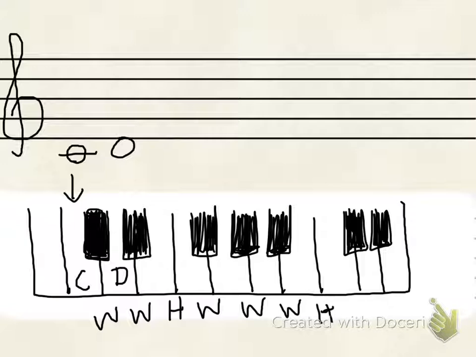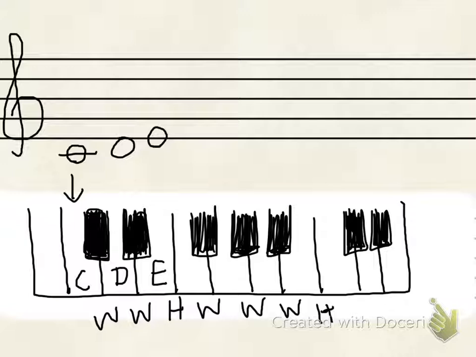So when we go to the next interval, we have a whole step, and we need another whole step. From D, we're not going to go to this black key because that would only be a half step. We're going to go to the next whole step, which is E. We can draw that on the staff, and again, we've already learned the letter names in a previous lesson.